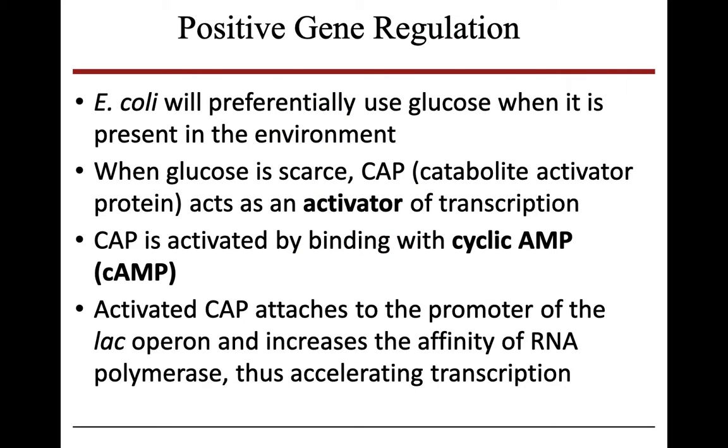Now, E. coli will preferentially use glucose when it is present in the environment because it's simple, it's easy to digest, there's not a lot of enzymes active, it is the main source of ATP. But when glucose is scarce, CAP, a catabolite activator protein, acts as an activator of transcription. And CAP is activated by binding with cyclic AMP, which is a secondary messenger that we've seen before in cells. The activated CAP attaches to the promoter of the LAC operon and increases the affinity of RNA polymerase, thus accelerating transcription.